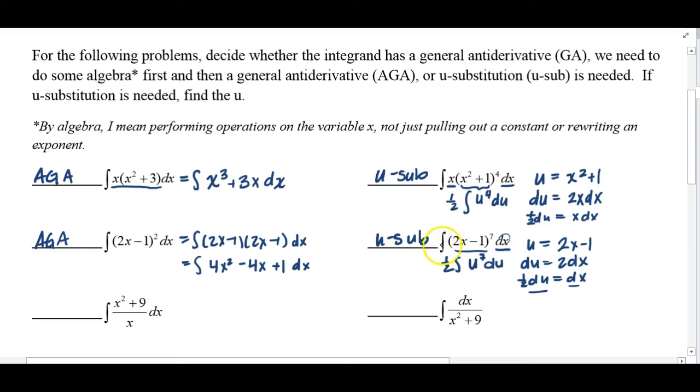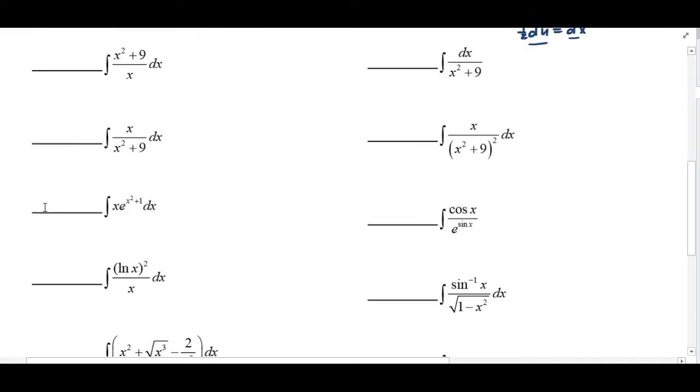So this one requires, quote unquote, requires a u sub, in the sense that, yeah, you could do all this algebra, but nobody really wants to do that, right? So we can see they're just so slightly different, but there's a better strategy to use on these two on the left, which is that algebra first. Let's go ahead and scroll down and look at the next couple problems.